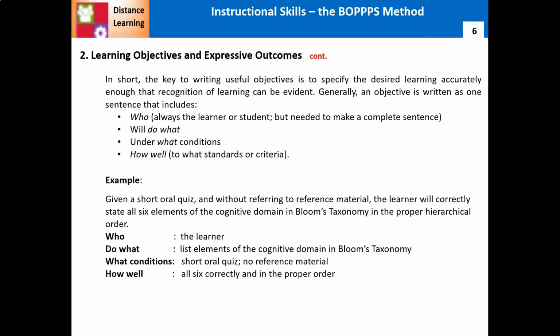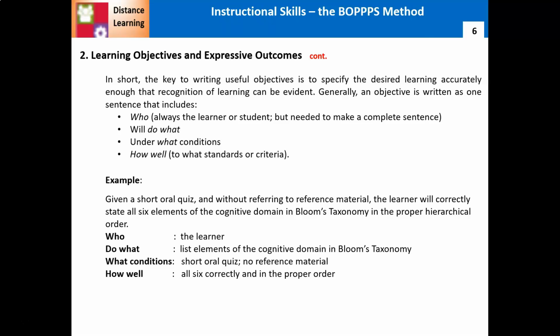So here we have some examples or criteria that we need to consider when we are writing learning objectives. The learning objective is a written sentence that includes the who. Most of the time, these are learners, and they will do what. So we need to say what they will be able to do at the end of the lesson, and we need to specify the condition and how well this will be done. So these are the standard and the criteria.